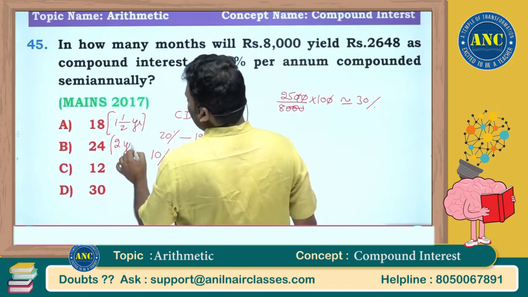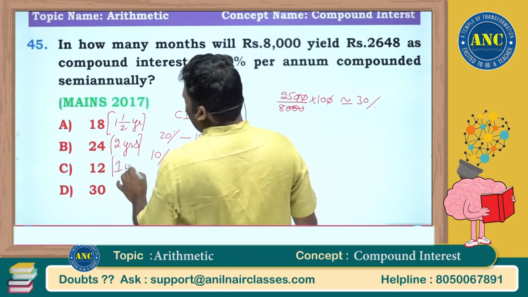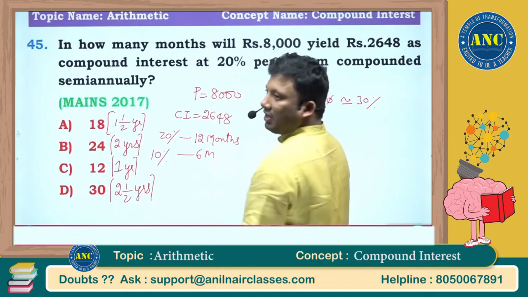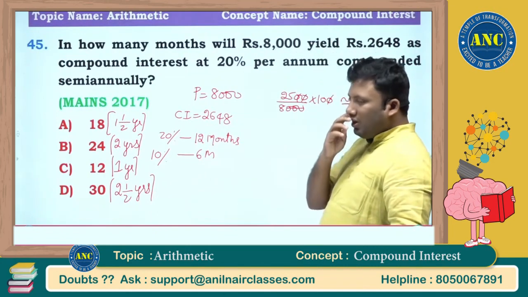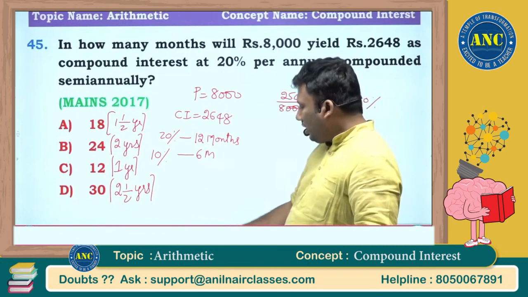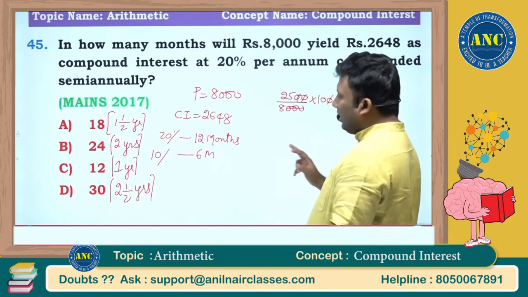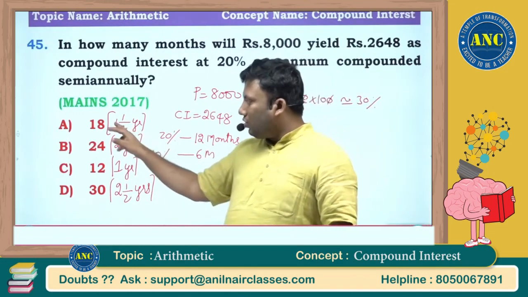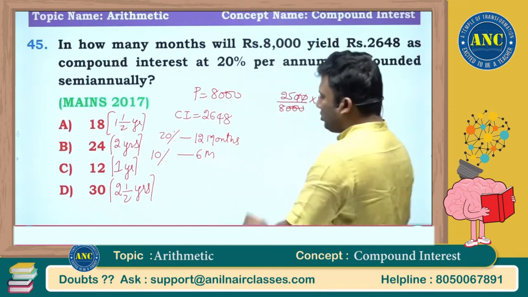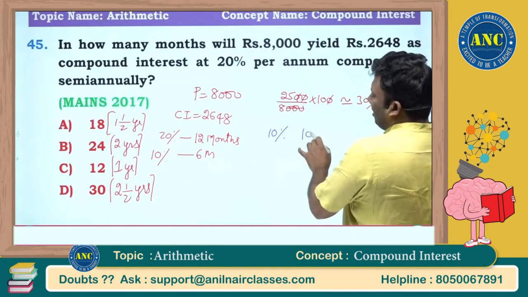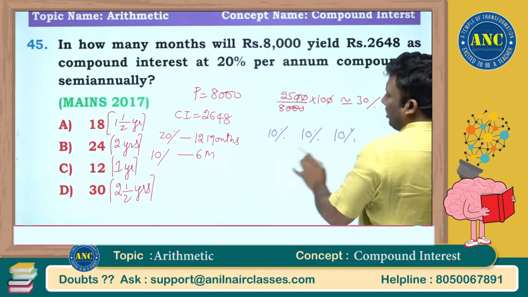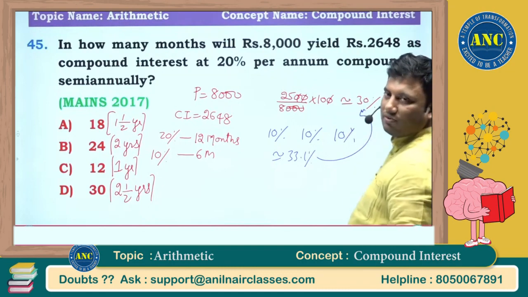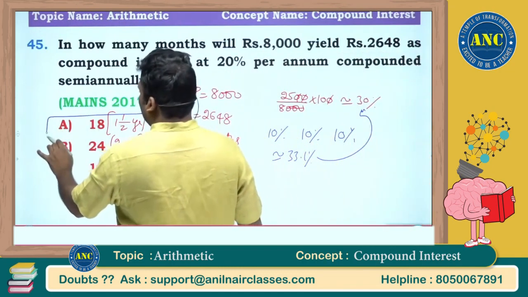18 months is 1.5 years. 24 months is 2 years. 12 months is 1 year. 30 months is 2.5 years. How much do I want? I want 30 percentage. It is done for 6 months. For every 6 months I am meeting my friend. So it is 18 months. First 6 months it is 10, second 6 months it is 10, third 6 months it is 10. So it is around 33.1 percentage, which is closer to this value. So the answer is 18 months.